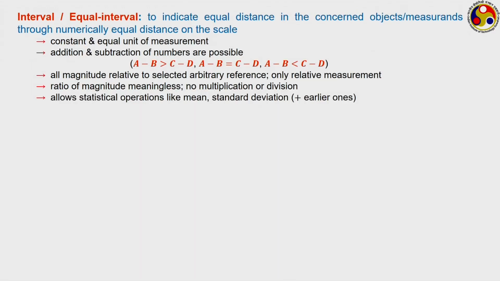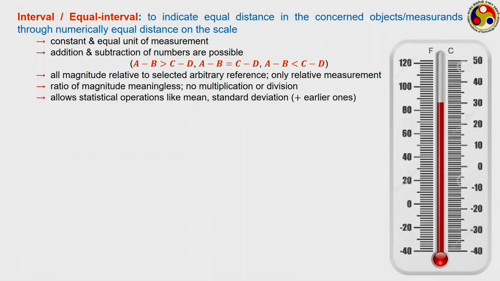Next is interval, or sometimes also called equal interval scaling or equal interval model. Here we have equal intervals in the concerned objects or measurements through numerically equal distances on the scale. Here we use some constant and equal unit of measurement, and operations like addition and subtraction of numbers are allowed. A very good example is the temperature scale. Here we have a thermometer showing the temperature scale both in Celsius and Fahrenheit. I am sure all of you have an idea about this, that is why I am picking up this example.